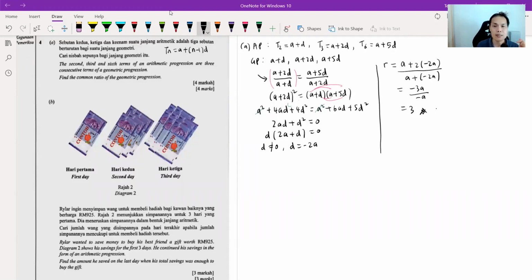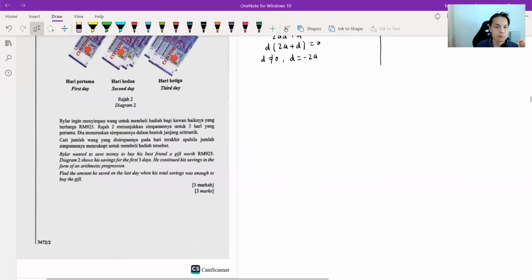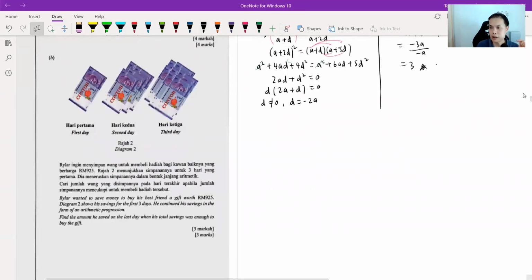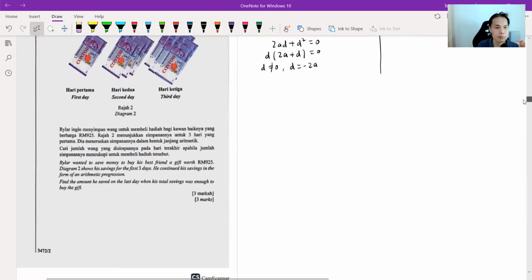All right, so that is part A. Let's move on to part B. I'm going to do part B over here, move it a bit down so you can see. All right, this is part B.